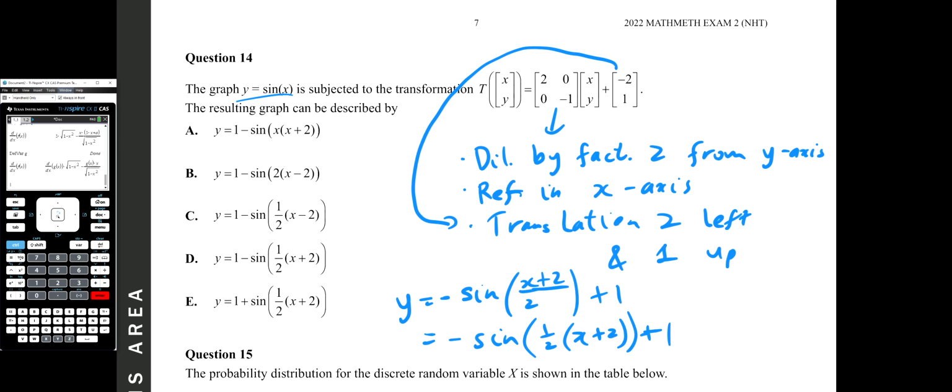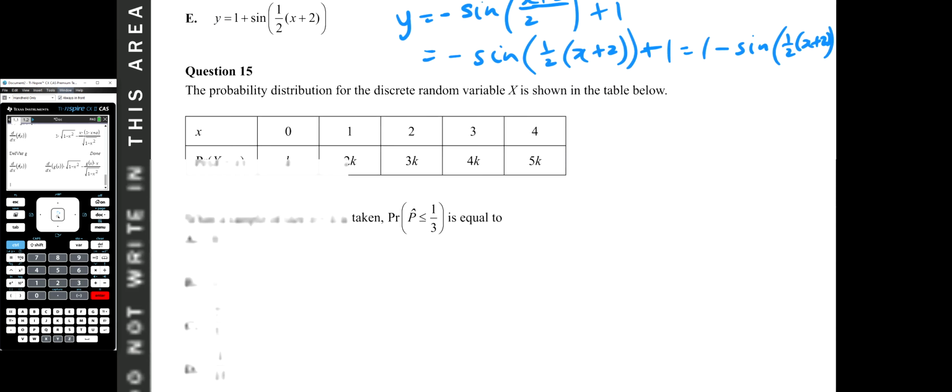So all of the options start with 1, so just put the 1 first. 1 minus sine half x plus 2, and that right there is option D, 1 minus sine half x plus 2. Perfect. There we go.